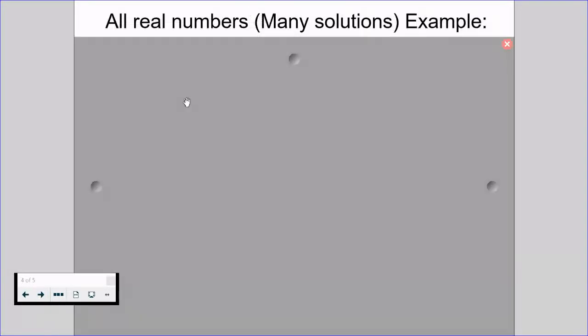So let's talk about an all real numbers. We also sometimes hear it called a many solutions or an infinitely many solutions example because we have variables on both sides. So we are going to potentially have these special cases. So let's go through an example.